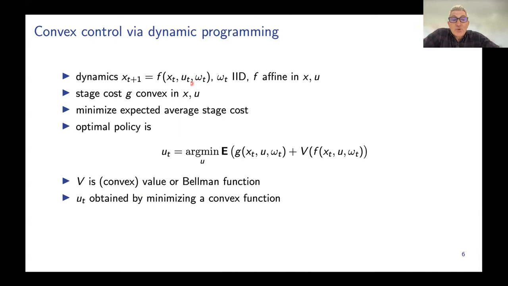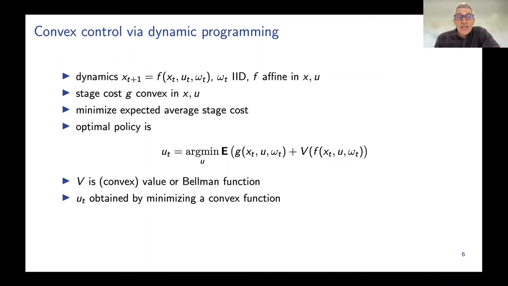Suppose the stage cost is convex in X and U, doesn't have to be quadratic, just convex. And your goal is to minimize the expected average stage cost. Well, the optimal policy once again comes from dynamic programming, or Bellman's formulation. You should minimize the immediate cost plus the cost to go, that's the Bellman or value or cost to go function V of F of X_t, U and omega_t, and you should take it in expectation. So you want to minimize the average of that over U.